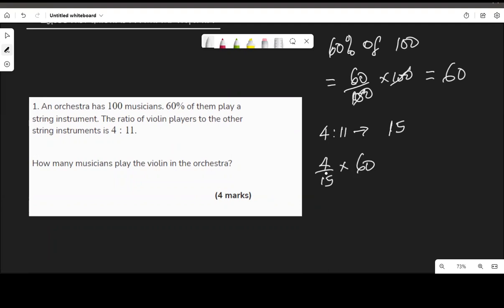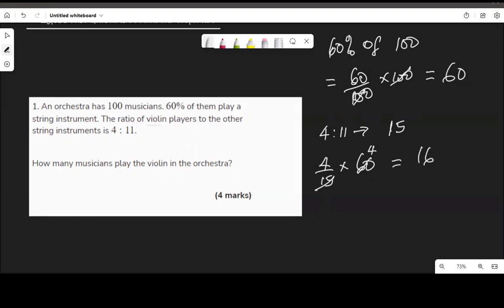I want to know the number that plays violin. You see the ratio of violin players to other string instruments is 4 to 11. So that will be 4 over 15 times 60. 15 into 60 is 4, and 4 times 4 is 16. That means 16 people play violin.